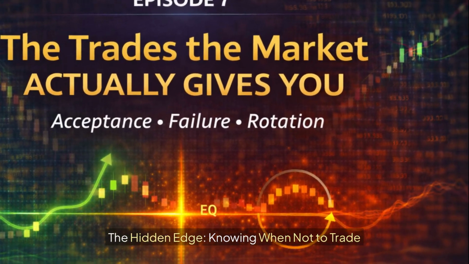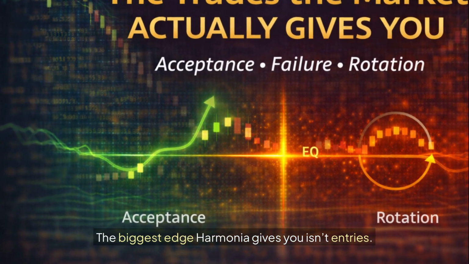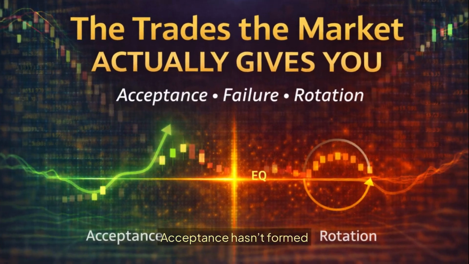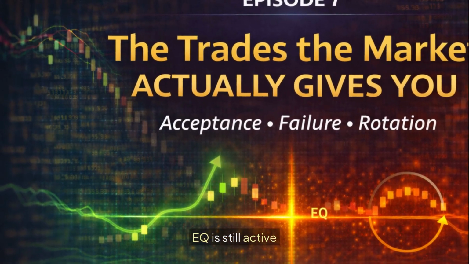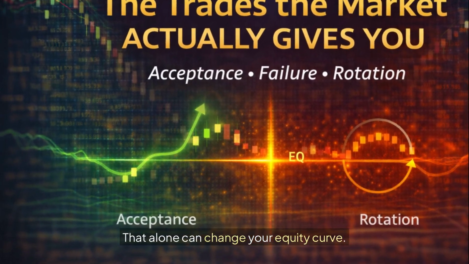The hidden edge: knowing when not to trade. The biggest edge Harmonia gives you isn't entries. It's disqualification. When you know acceptance hasn't formed, rotation fatigue is present, and EQ is still active, you stop trading garbage. That alone can change your equity curve.